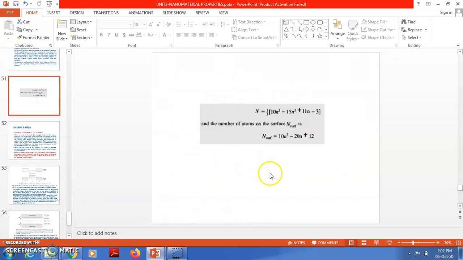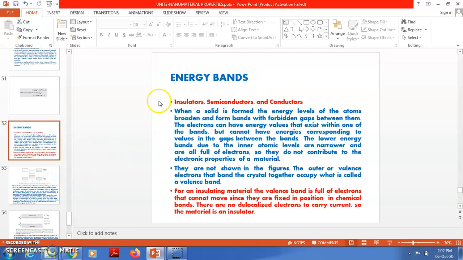Here they show how to calculate the number of atoms on the surface. This equation provides it.